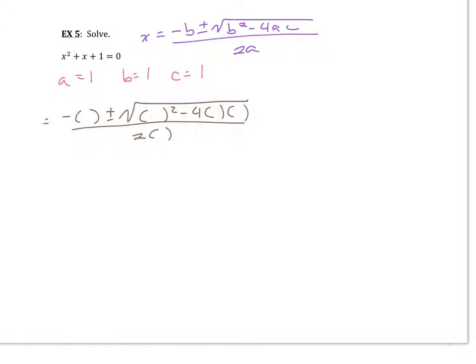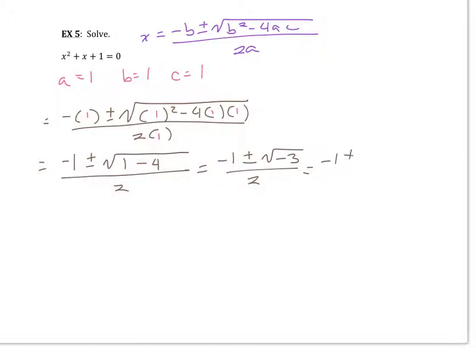Maybe. All right. So then a, b, and c, they're all 1. So I really don't have to pay too much attention to this, do I? So let's start to simplify. So I get a negative 1 plus or minus the square root of 1 squared is 1. Count your negatives. Only have one negative. Negative 4 times 1 is negative 4. Times 1 is negative 4. Here's where our imaginary number comes into play, all over 2. So this gives me negative 1 plus or minus the square root of negative 3, all over 2.